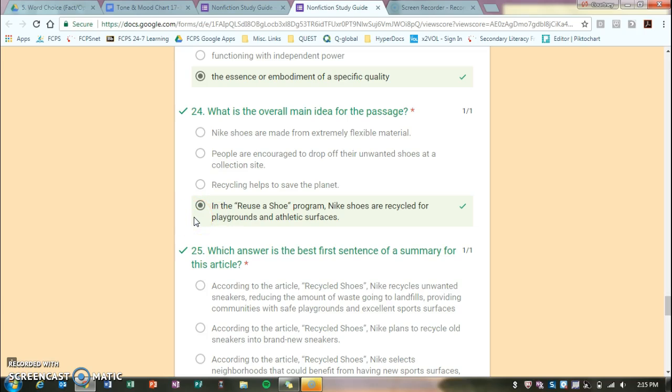As you're reviewing, remember what we taught you about main idea: try to identify the topic first and then think about, well, what about that topic? In this case, the topic was Reuse a Shoe. What about the Reuse a Shoe program? And it describes it.